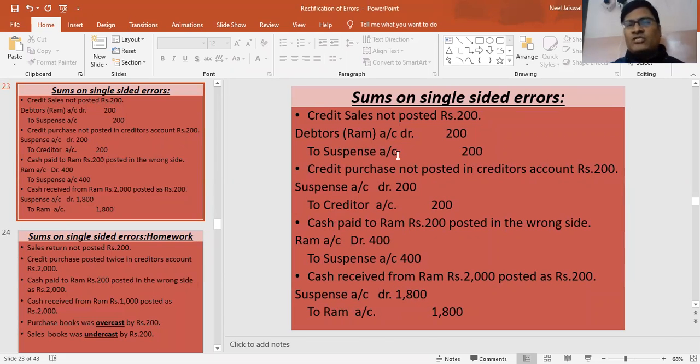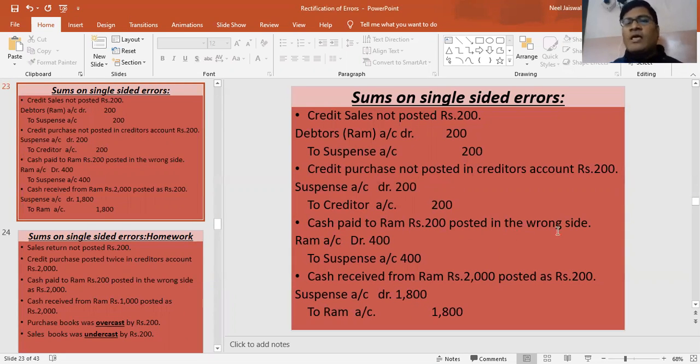You have to understand that the sales day book is already correct because it is a posting error. Posting error means cash book and day books are already correct. Credit purchase not posted: that means the day book is correct, but it was not posted in the creditors account, so I have to affect the creditors account. When you purchase goods, purchase to creditor, in the creditor account by purchase, that is not done. So we will write suspense account debit to creditor.